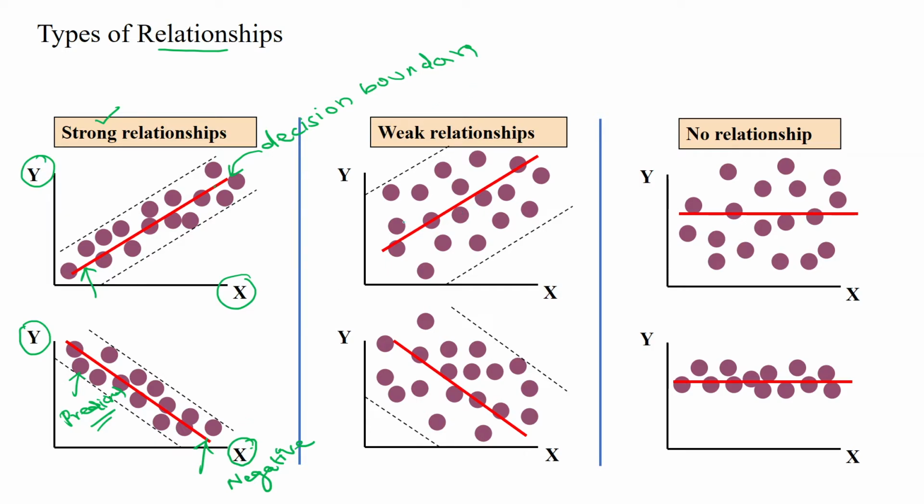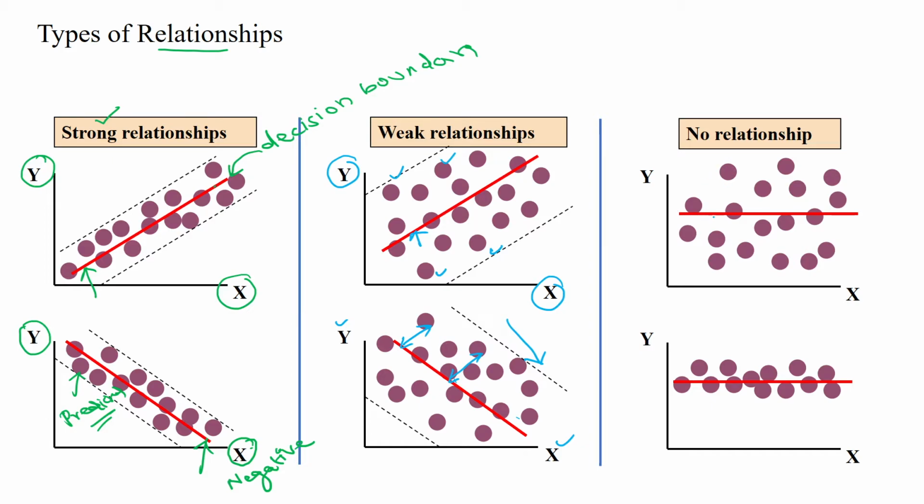And when your data points are very far from the decision boundary, then we can say this is showing a weak relationship between the dependent variable and independent variable. Again, this is the negative decision boundary. So here also the data points are far from the decision boundary, so it shows a weak relationship between the independent variable x and dependent variable y.